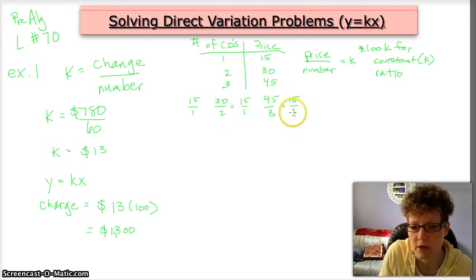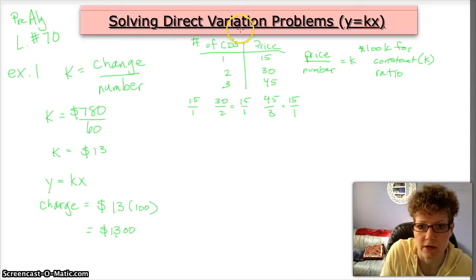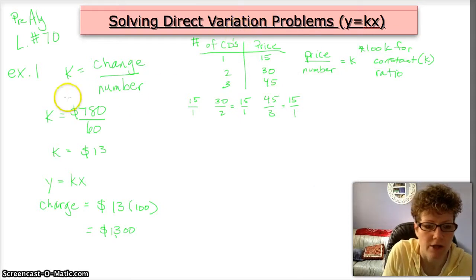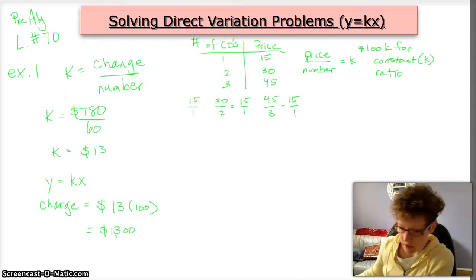So every single time we get the same ratio. Price divided by number is going to be our constant. So look for the constant, which is k in this equation. Look for that constant ratio. If it is a constant ratio, then it is a direct variation. Okay, so let's look at example number 1 out of the book.